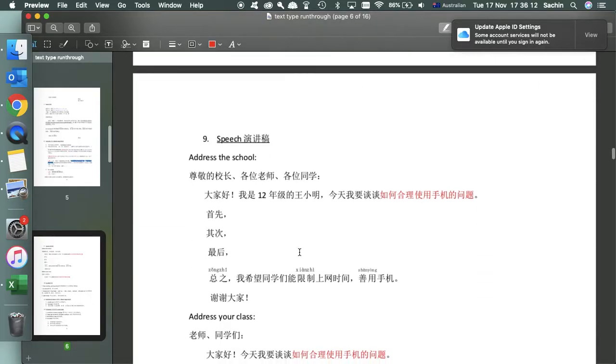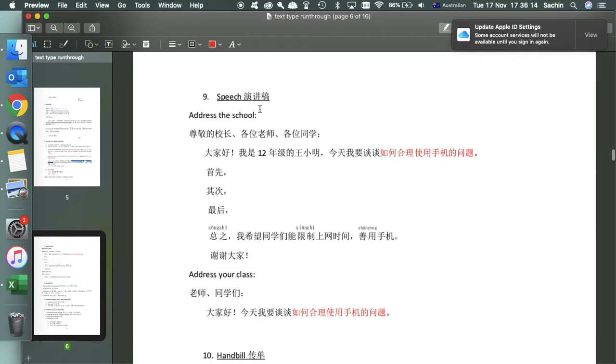Alright, next one we've got is speech. So we have 演讲稿, and this one, for example, if you're addressing the school, which is what most speeches in the IB do, we have just 尊敬的校长, headmaster, 各位老师, 各位同学. So each and every teacher, each and every classmate, say 大家好. I am whoever. Today I want to talk about the issue at hand.